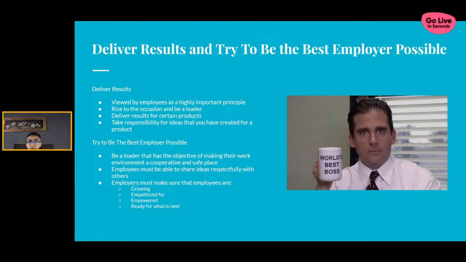Next, they also have to be the best employer possible. They have to be a leader that has the objective of making the work environment a cooperative and safe place. Employees must be able to share ideas respectfully with others, and employers make sure that all of their employees are growing, empathized for, empowered, and ready for what is next.